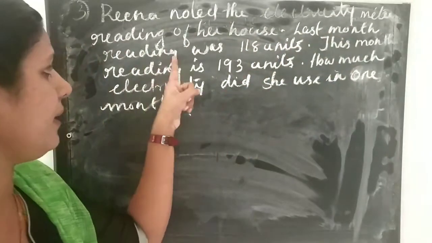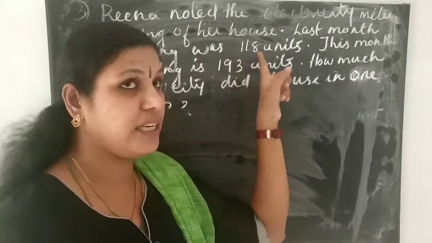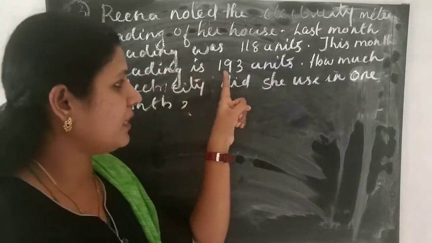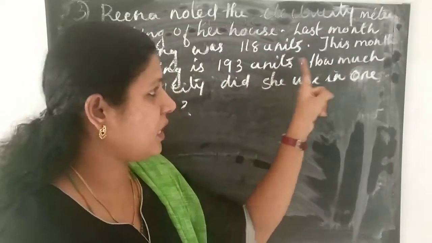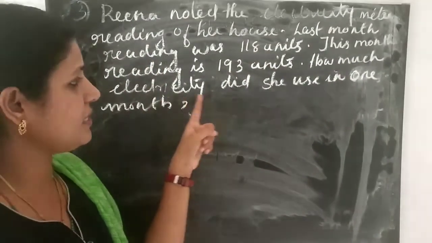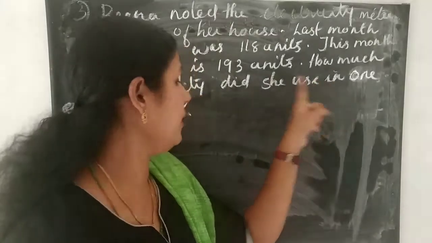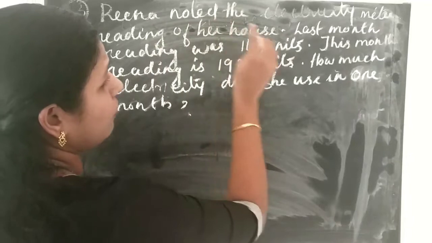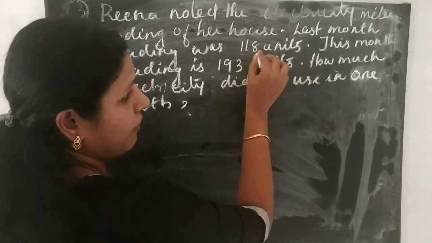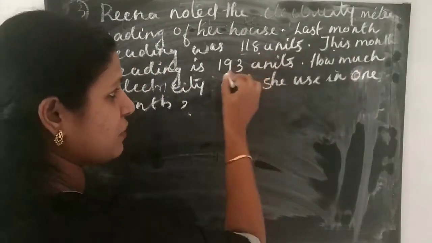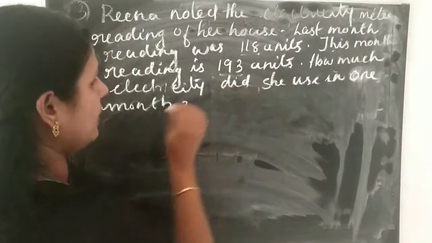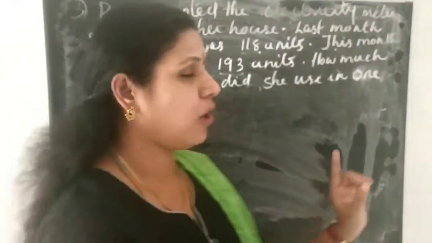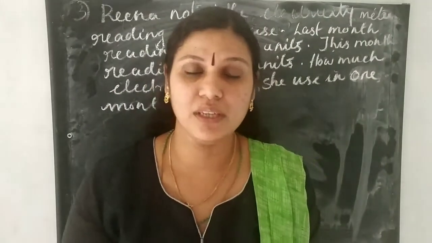Last month reading was 118 units. This month reading is 193 units. How much electricity did she use in 1 month? That is, the electricity meter reading of last month is 118 and this month is 193. Then how much electricity did she use in 1 month?